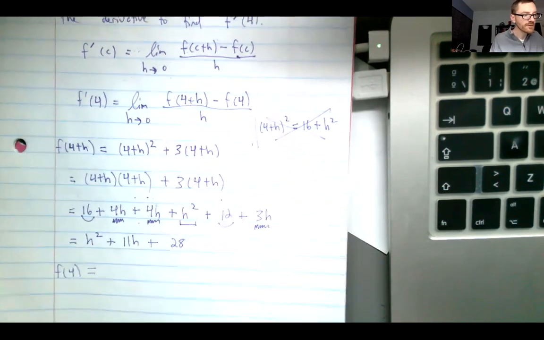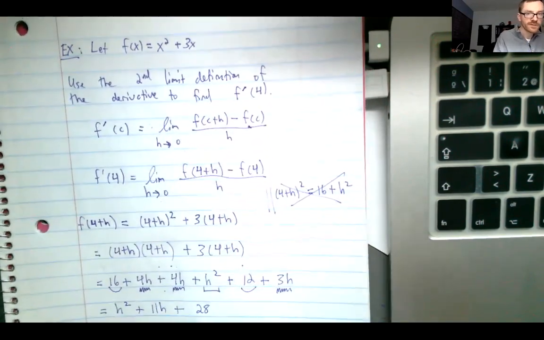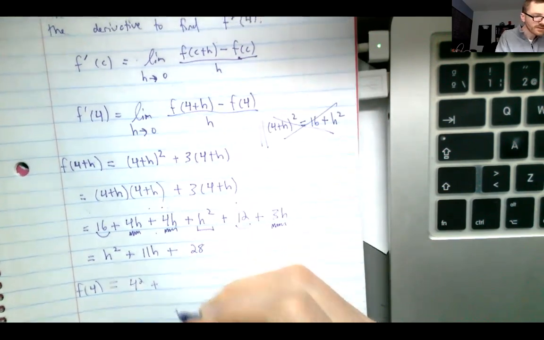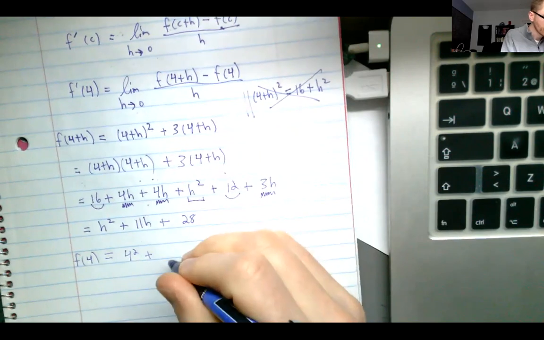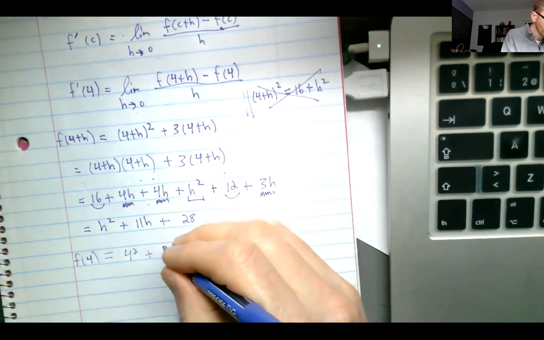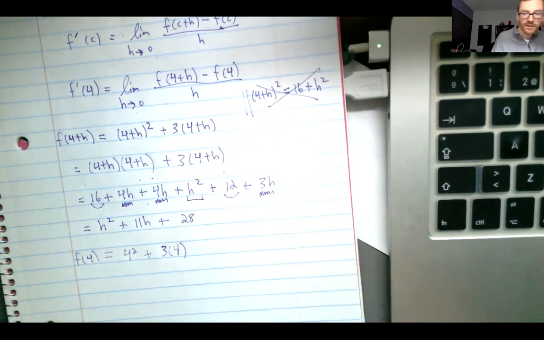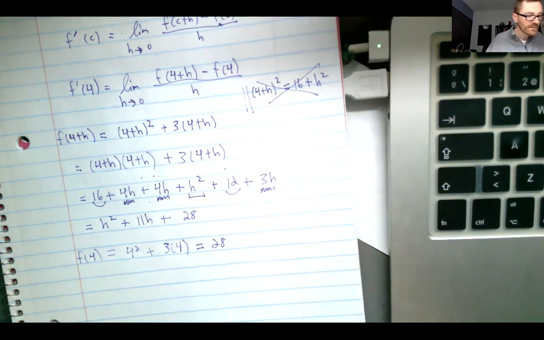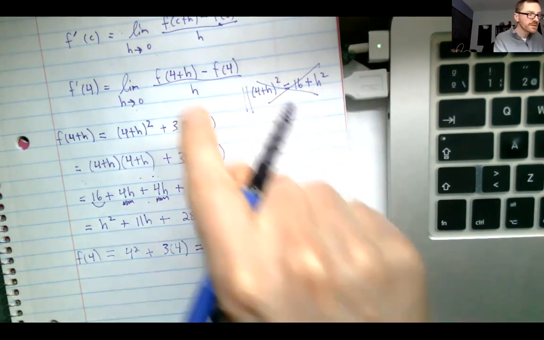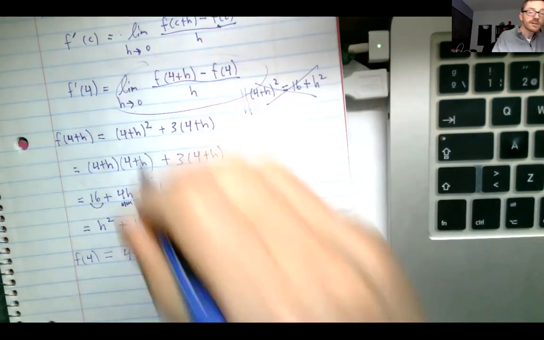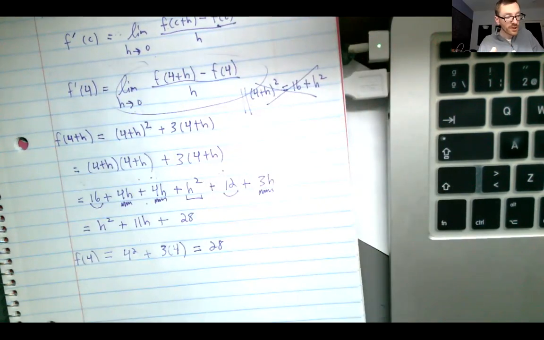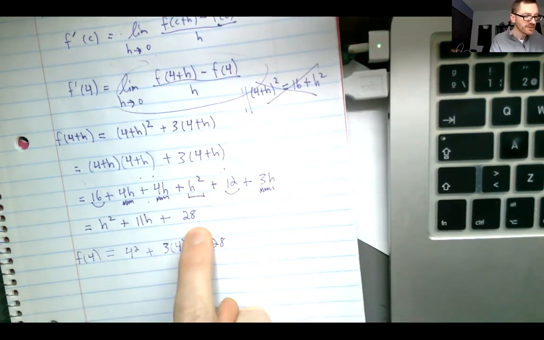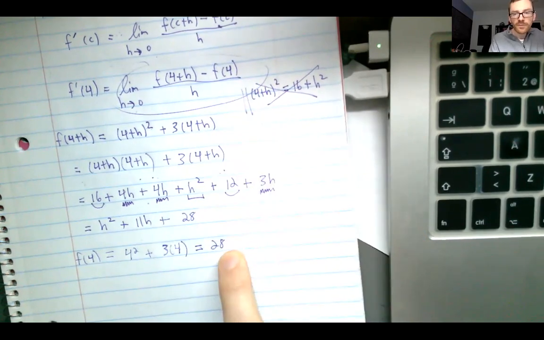Well, we just need to plug 4 into our expression here. So it's 4 squared plus 3 times 4. So that's 16 plus 12, which is 28. Now that I've computed these two things, I'm going to go back to the limit that I was trying to compute a moment ago and replace the f of 4 plus h with this whole crazy expression, and replace the f of 4 with 28.